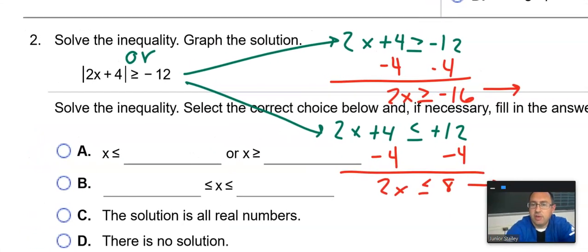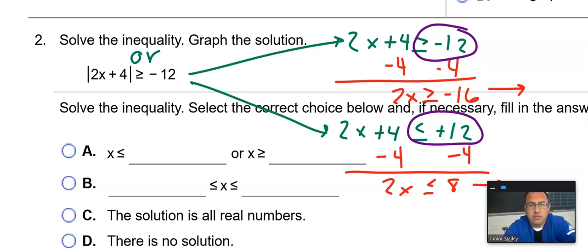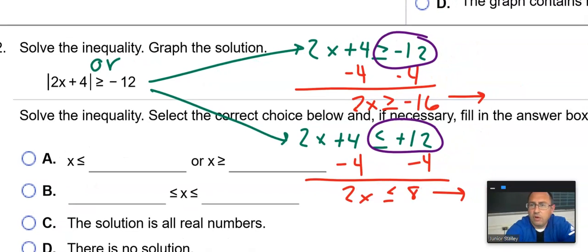It's also isolated, which makes it a lot easier than the other ones, so we can split it. We do have another greater than symbol, so we're using the word or. And so we split it up with one being just like the original and the other one being less than or equal to 12, the opposite of negative 12. And we start solving. When we subtract 4, we get 2x is greater than, and then we can divide by 2, and we end up with x is greater than or equal to negative 8. Of course, that's going to be a closed circle on negative 8 and an arrow to the right.